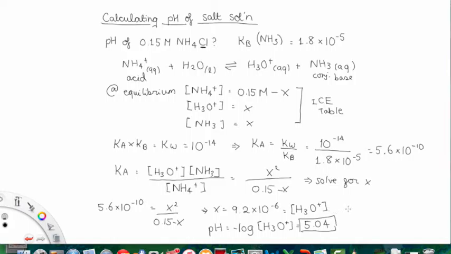So one thing I wanted to point out was that when we calculate this x value, if x is less than 5% of the initial concentration that's given, then approximating is also valid. And so in this case, instead of subtracting x here, you can actually cancel out the x and just end up with x squared over 0.15. And this is called the 5% rule. So let me write that up here for you.